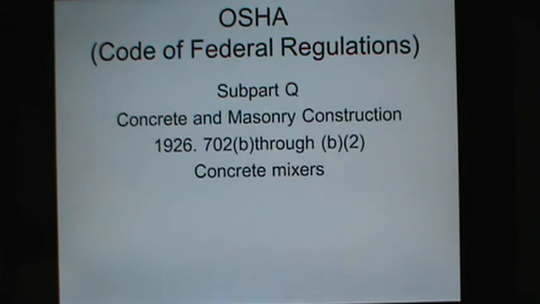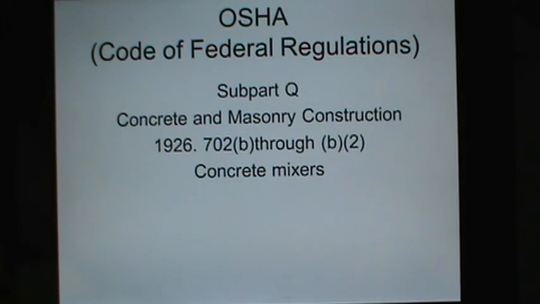Let's talk about subpart Q, concrete and masonry construction, 1926.702(b). We're going to start highlighting where we're talking about concrete mixers. 702(b), concrete mixers with 1 cubic yard or larger loading skip shall be equipped with a mechanical device to clear the skip of materials and guardrails installed on each side of the skip.